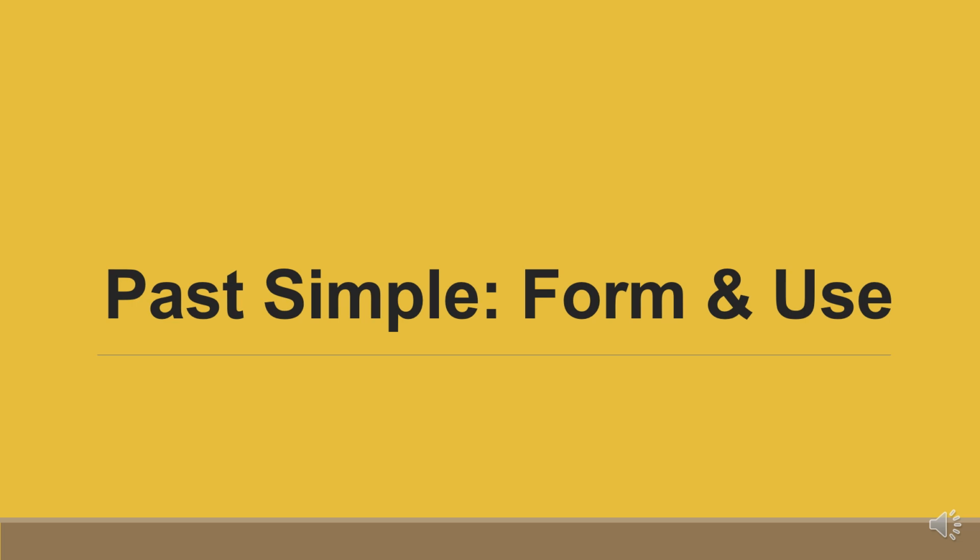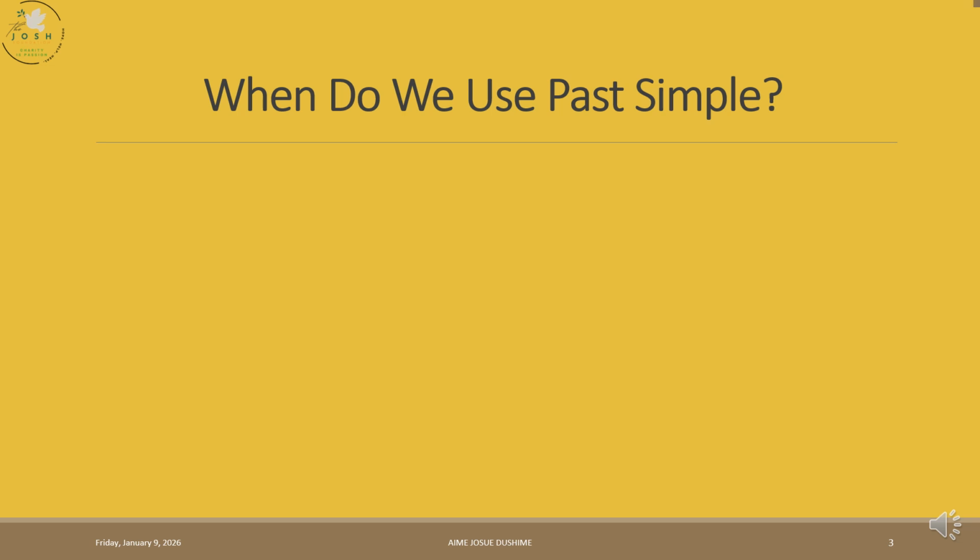A quick reminder: lesson number 1 talked about asking questions in English, the question forms. The second lesson talked about subject questions and questions with prepositions. And the third lesson talked about the present simple compared with the present continuous. And now today we continue with the past simple, its form and use.